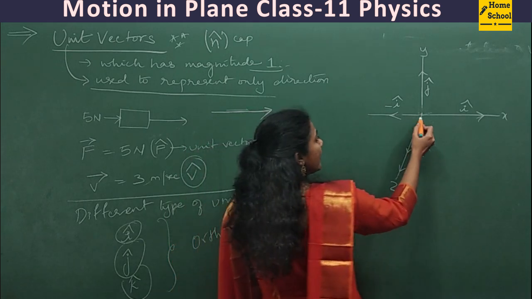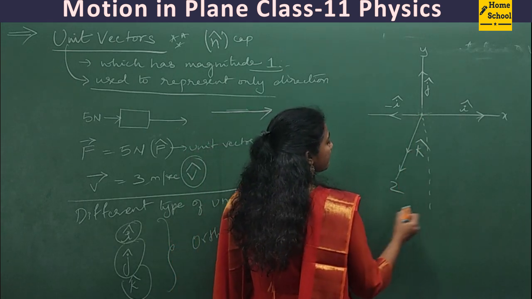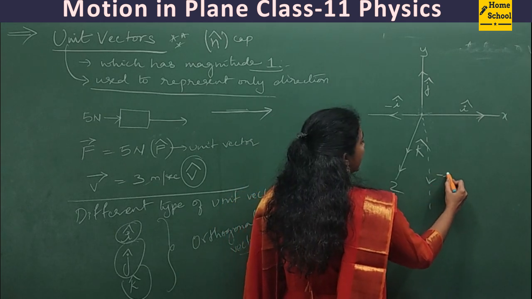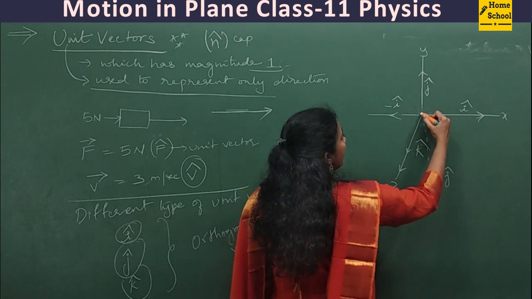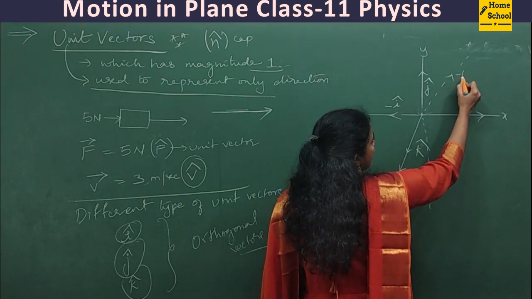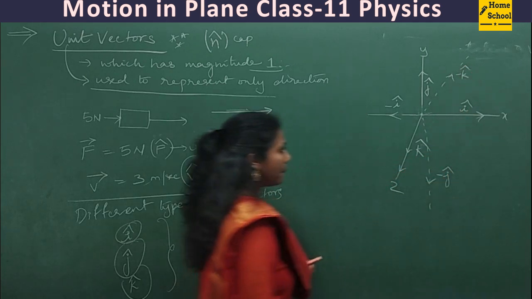If a vector is moving in negative y-axis, then the unit vector is minus j cap. If a vector is going in negative z-axis, then the unit vector is represented as minus k cap.